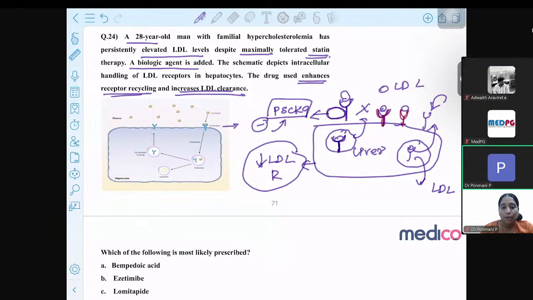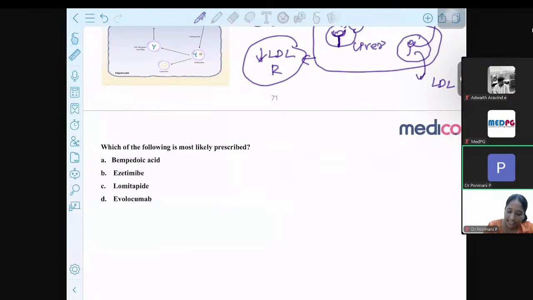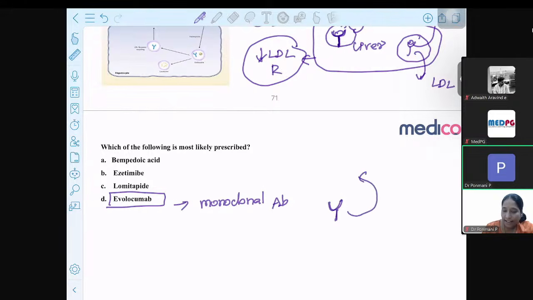So what compound is going to inhibit this? It is evolocumab, which is a monoclonal antibody. So when this goes and inhibits, what happens? The LDL receptor can freely come to the surface and receive another LDL molecule. So it is this molecule which is causing the degradation of the LDL receptor.